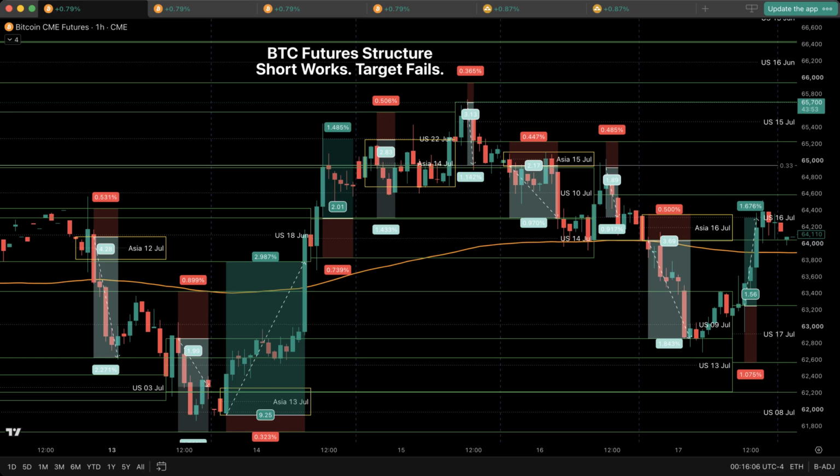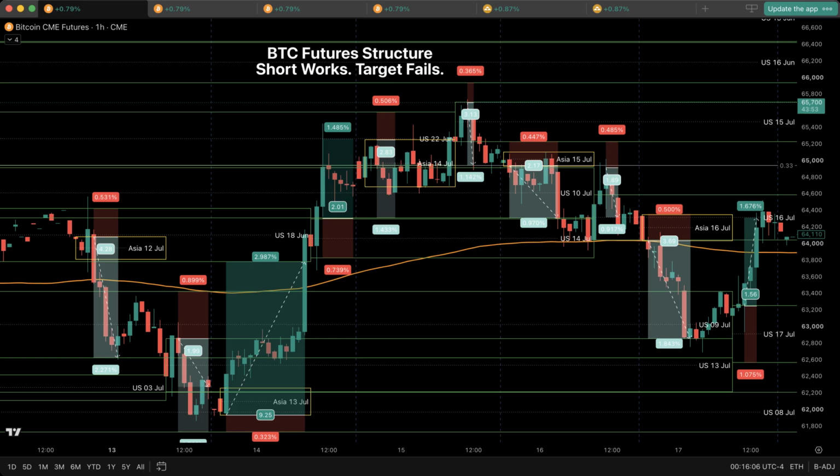Now compare the two structures. July 12th Asia gave a strong short. Entry. July 12th Asia upper boundary. Stop. June 18th U.S. upper boundary. Target. July 9th U.S. upper boundary. Trail. July 9th U.S. lower boundary. Risk-reward ratio. 4.28. The compression failed. Distance opened. The short paid.